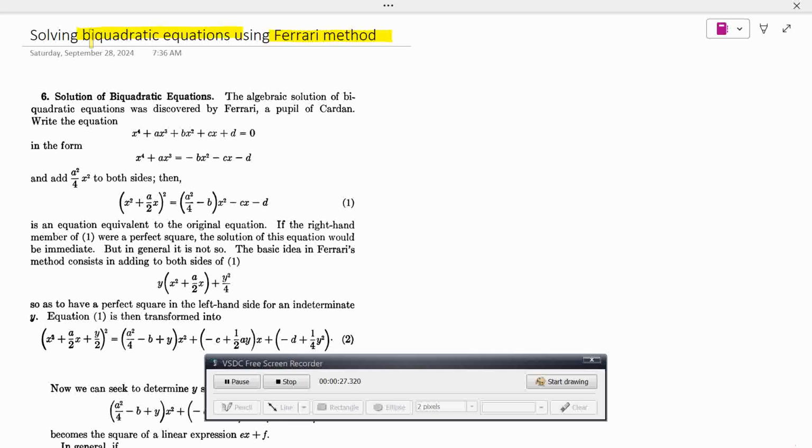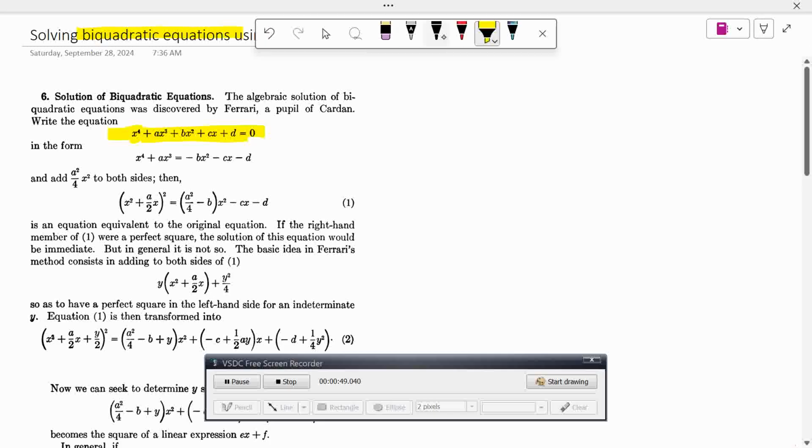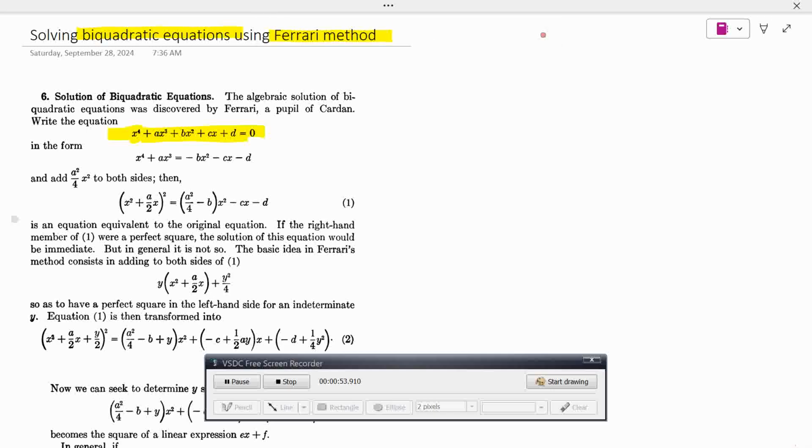It's an equation, a polynomial of degree 4, and the coefficient of the highest term is 1. This is the equation we are considering. Now Ferrari is trying to simplify the equation. So he took the terms containing x square, x, and also the constant term to the other side. Now the equation will look like this.